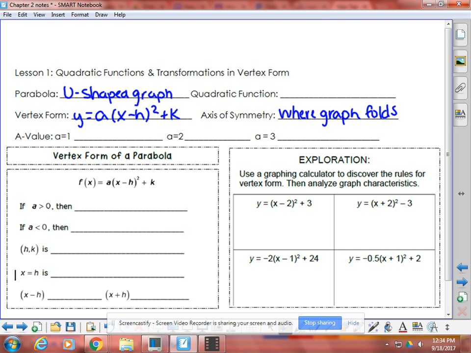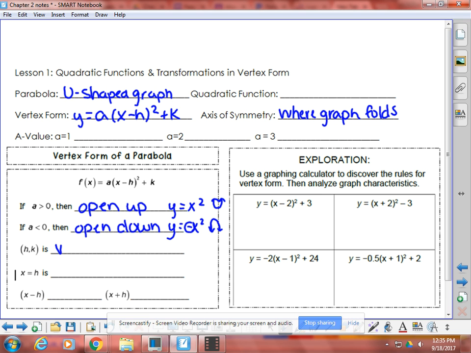Okay, so when we're looking at vertex form, if a is greater than 0, then it's going to open up. When it's less than 0, it's going to open down. And hopefully you noticed that yesterday. So what I mean by that is when you had y equals x squared, that was a U-shaped graph that opens up, and when you had y equals negative x squared, it opened down. Well, that's because of this negative sign.